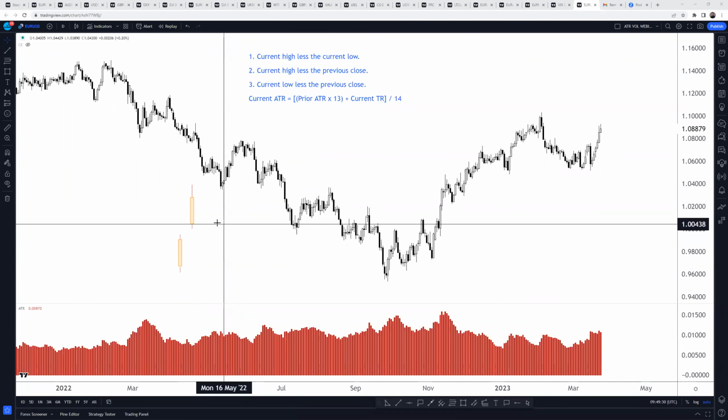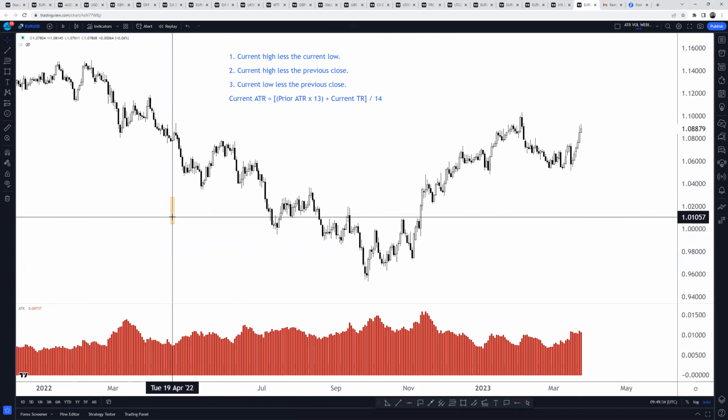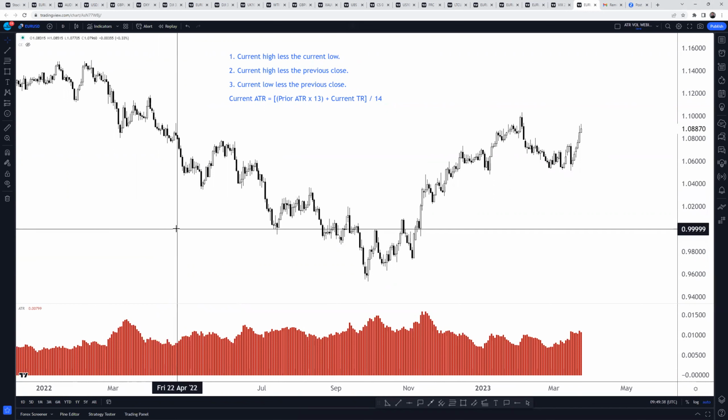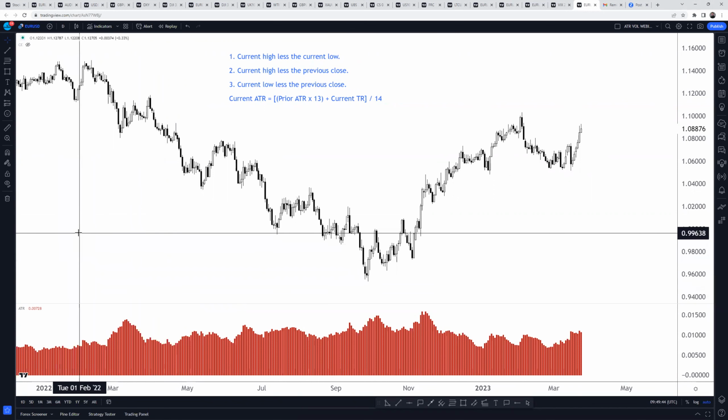Right, so how do we use this in our trading? Let me just remove these. How do we use this in our trading? Unlike the Bollinger Bands, which really offer me signals, I use the ATR to enter and exit trades.